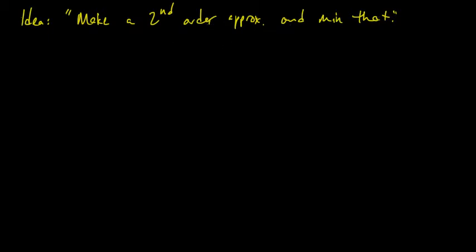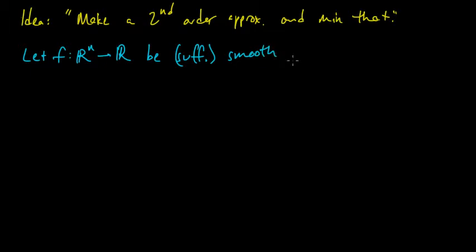So let's take some function f. Let f be a function from, say, R, well, let's make it R^n to R. It's some real valued function. And let's just say that it's sufficiently smooth for our purposes, that it has enough continuous derivatives to do whatever we need it to do.